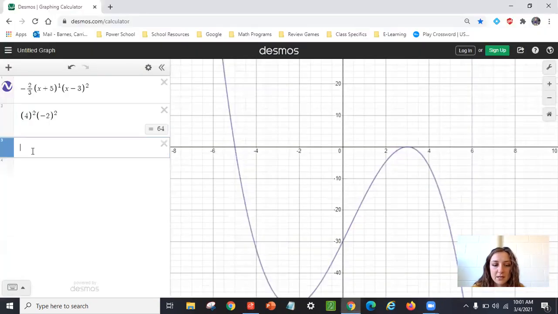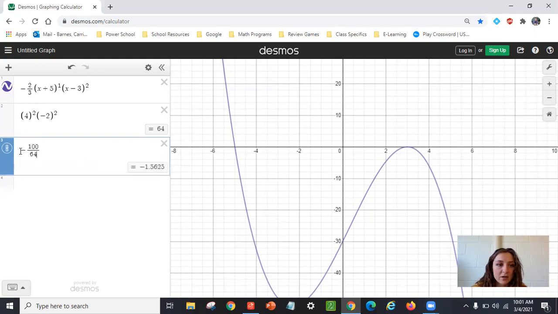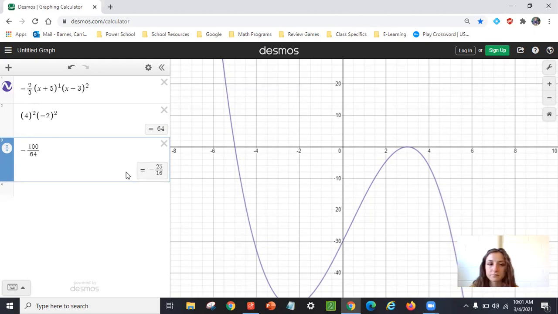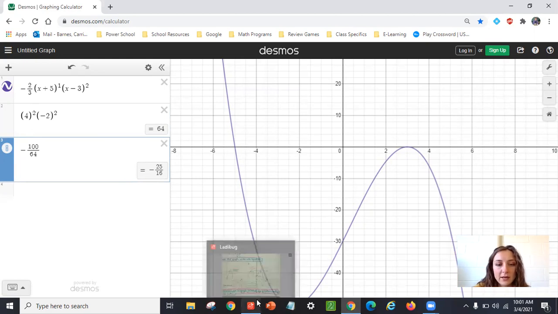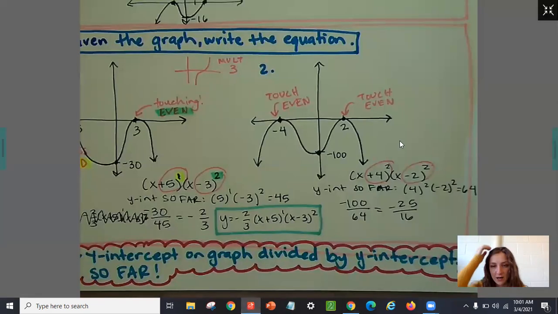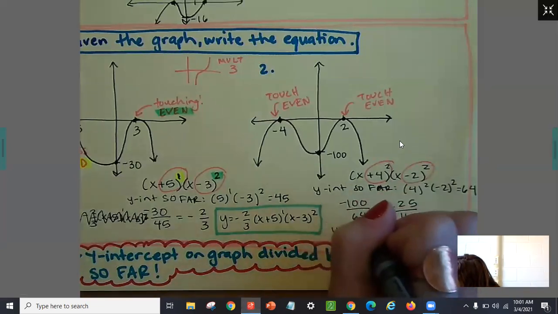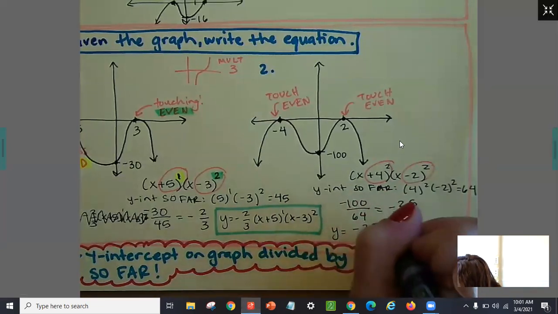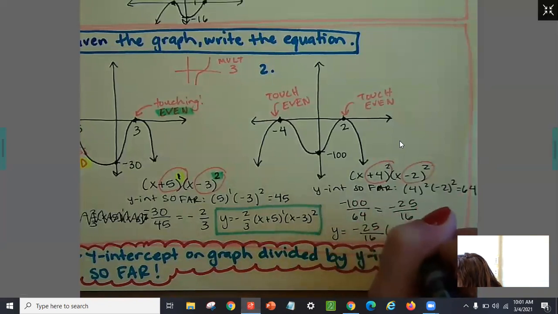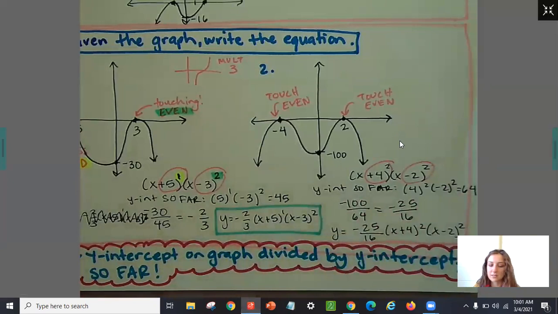I'm going to type in negative 100 divided by 64. And I'm going to convert this to a fraction. So clicking this little button over here. Okay, and we're going to get negative 25 over 16. Okay, we got negative 25 over 16. So that's going to be the number that goes in the front. So we're going to have y equals negative 25 over 16 times x plus 4 squared times x minus 2 squared. All right, and let's just go check this in Desmos real quick.